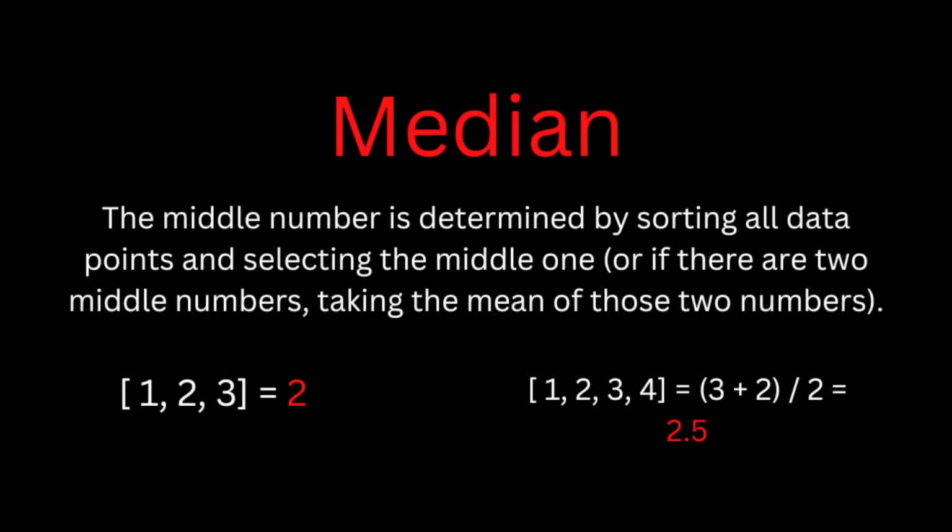So what do we mean by median? Median is the middle number, and the middle number is determined by sorting all data points and selecting the middle one. Or if there are two middle numbers, taking the mean of those two numbers. Example, the median of 3, 2, and 1 is 2, because when the numbers are put in order, 1, 2, 3, the number 2 is the middle.